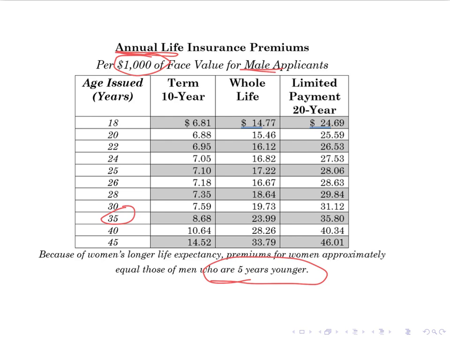The next one is whole life. As that implies, you both pay for your whole life and you are covered for your whole life. So assuming you keep paying, you're going to be covered until you pass away.